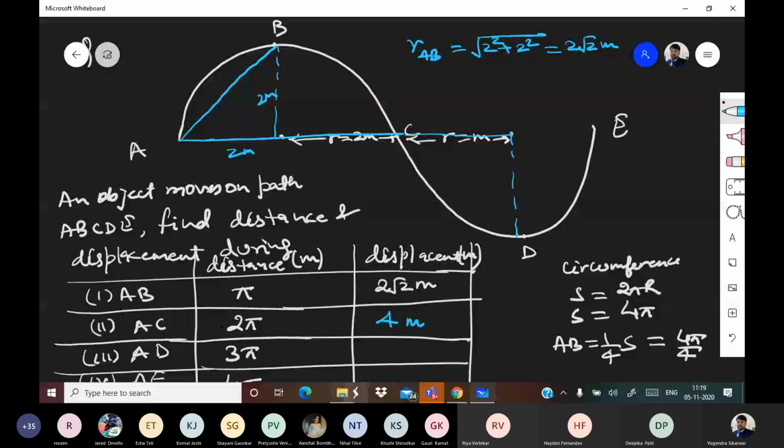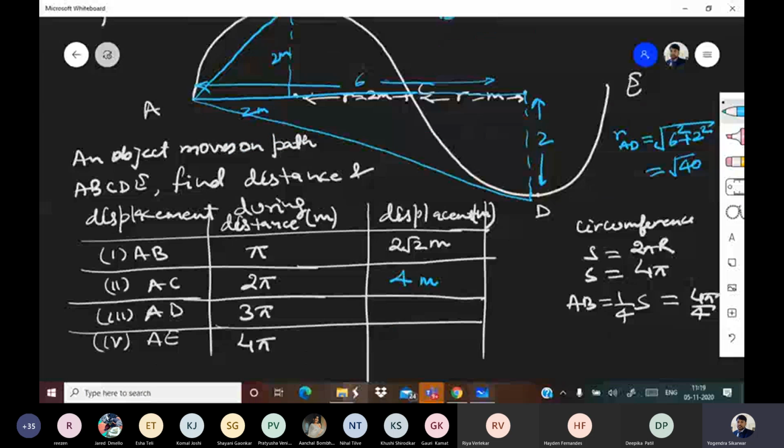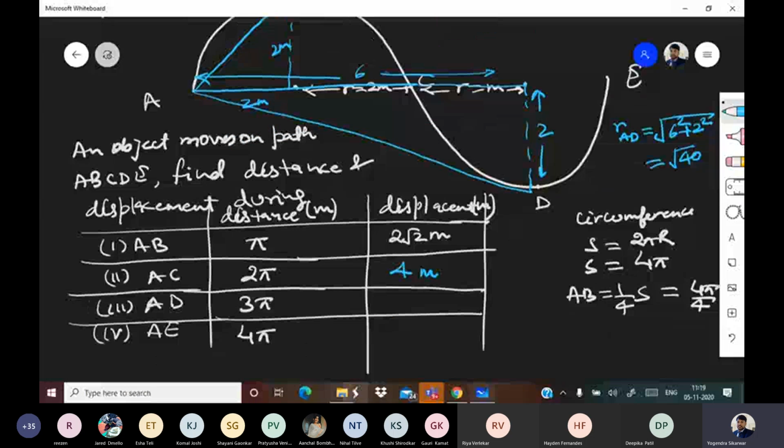This is 6. And this is 2. And what do we need to find? We need to find this. That will be RAD, and that will be under the root of 6 square plus 2 square. That will be root 40. Okay. And RA is 2 plus 2 plus 2 plus 2, 8 meters. This is the answer.